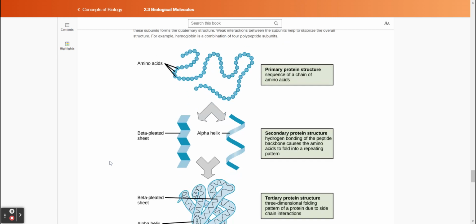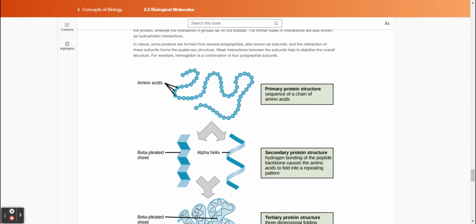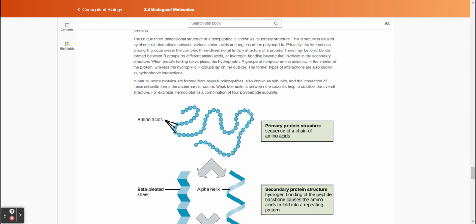In nature, some proteins are formed from several polypeptides, also known as subunits, and the interaction of these subunits forms the quaternary structure. Weak interactions between the subunits help to stabilize the overall structure. For example, hemoglobin is a combination of 4 polypeptide subunits.